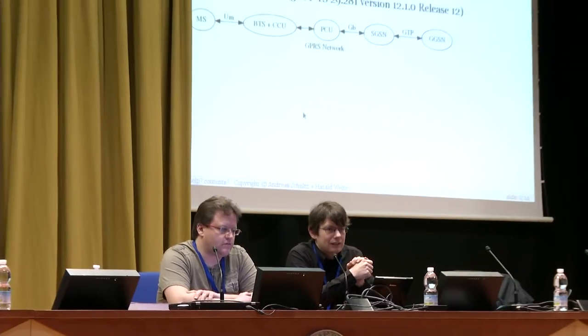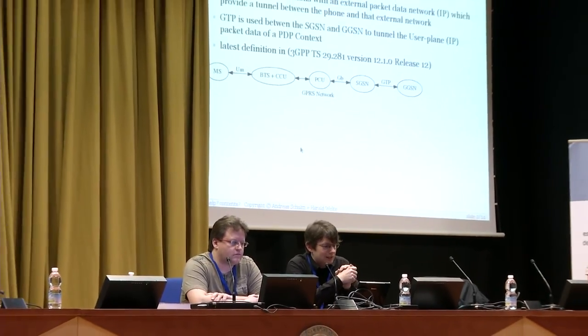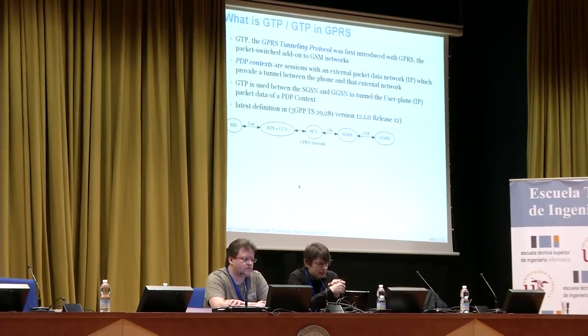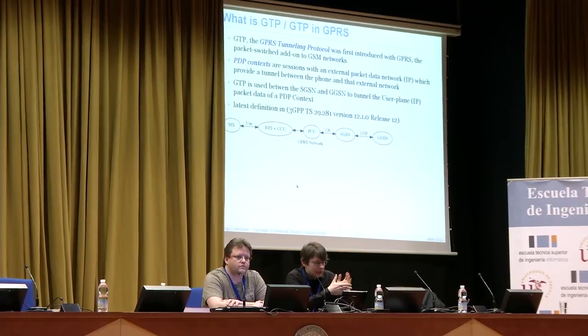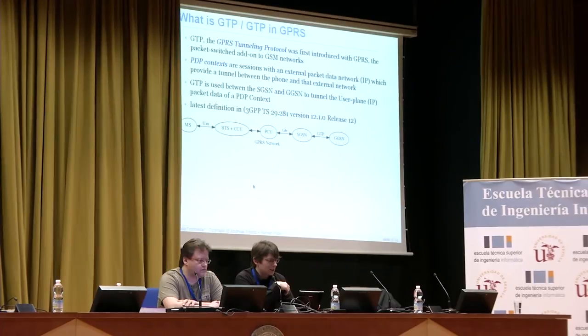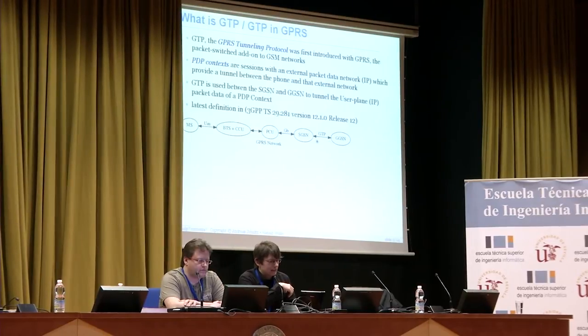And to do so, it establishes what is called a PDP context. The PDP context is basically a tunnel that is established from the mobile phone through the entire cellular core network and radio access network to the external IP network. And in the original GPRS networks and Edge, to the same extent, it was used between the SGSN and the GGSN node. That's the interface here on the right-hand side of the slide.